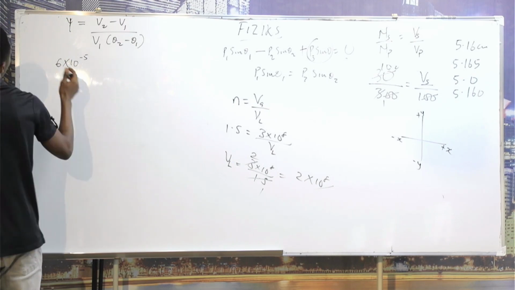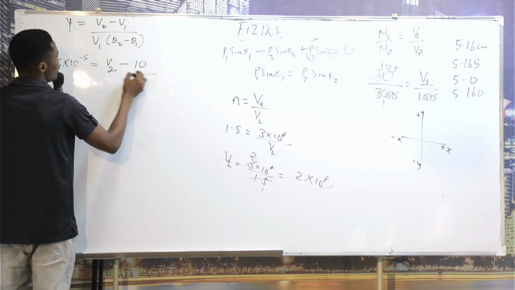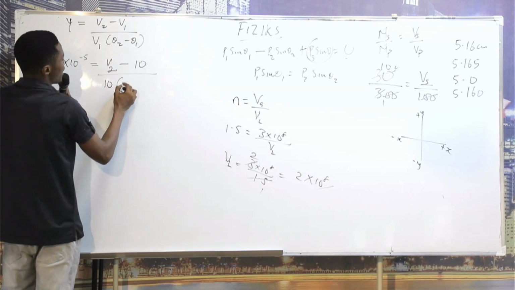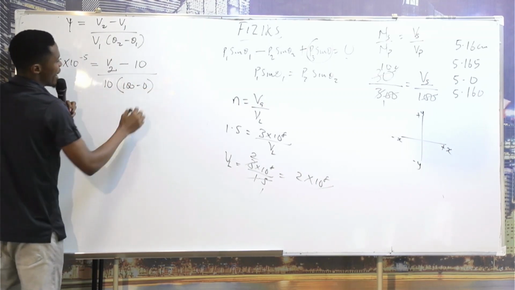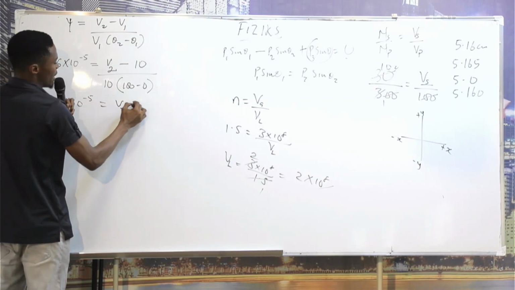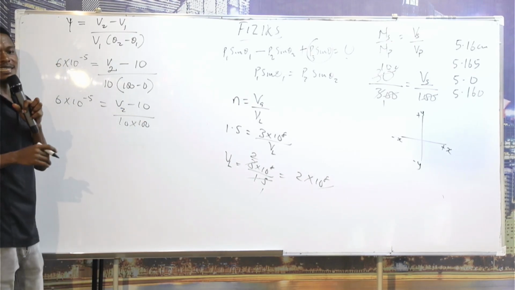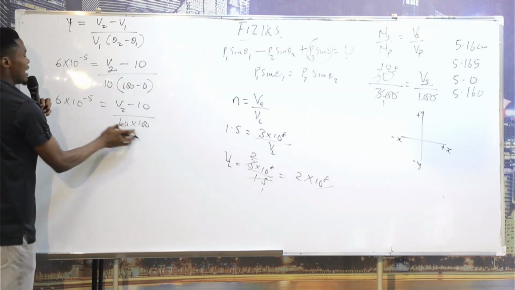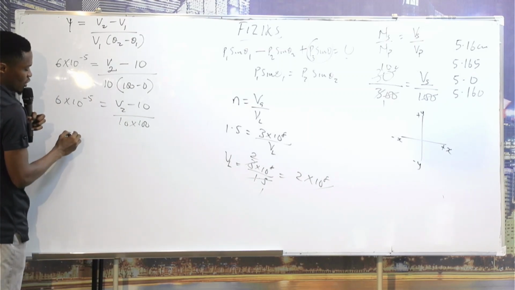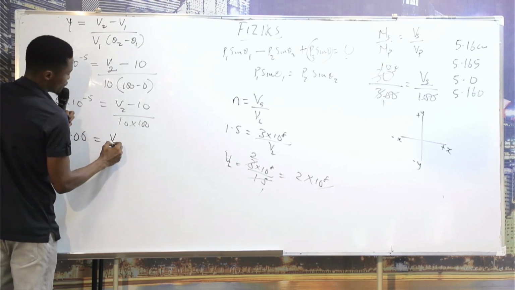Equal to V2, which we don't know, minus V1 which is 10, over V1 which is 10, times bracket 100 minus 0. So 6 times 10 power minus 5 equals V2 minus 10 over 10 times 100. 10 times 100 is 1,000. 1,000 will multiply everything here to give me 0.06, equals V2 minus 10.